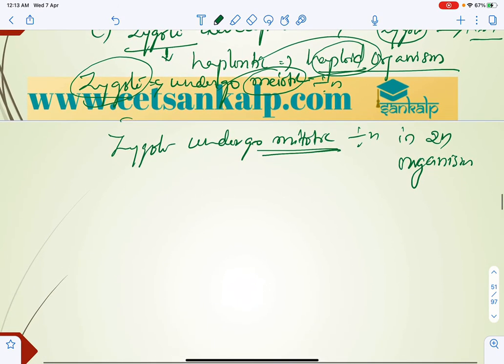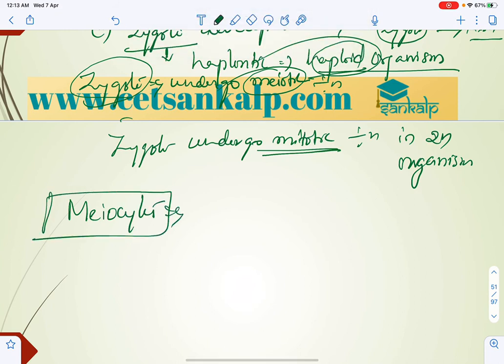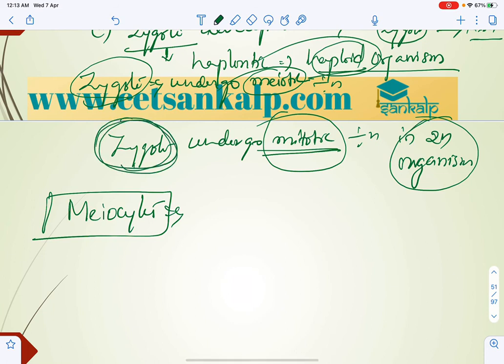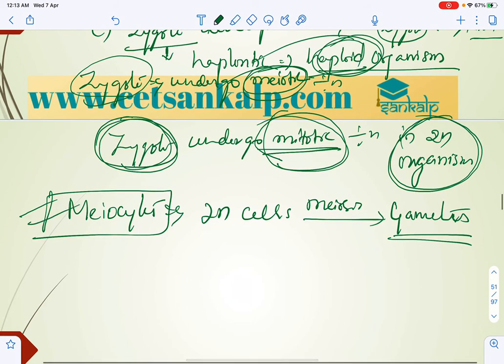And one very important thing: the cells that produce gametes by undergoing meiosis are also called meiocytes. The zygote of a diploid organism undergoes mitotic division. The zygote of a haploid organism undergoes meiotic division. So this is very important. Meiocytes are diploid cells which undergo meiosis, reductional division, to produce gametes. They are specialized cells to produce gametes. They are the meiocytes.